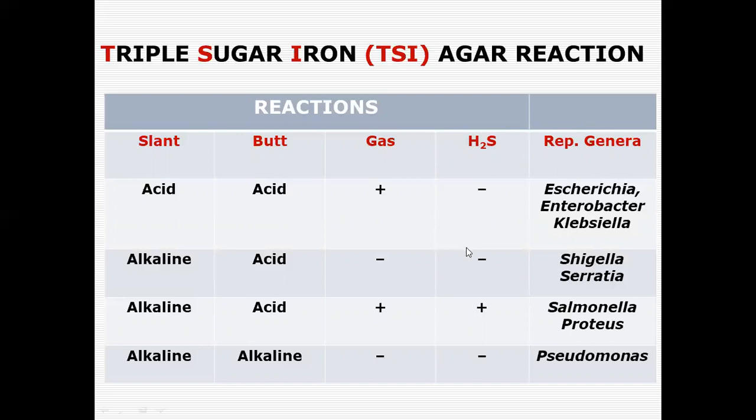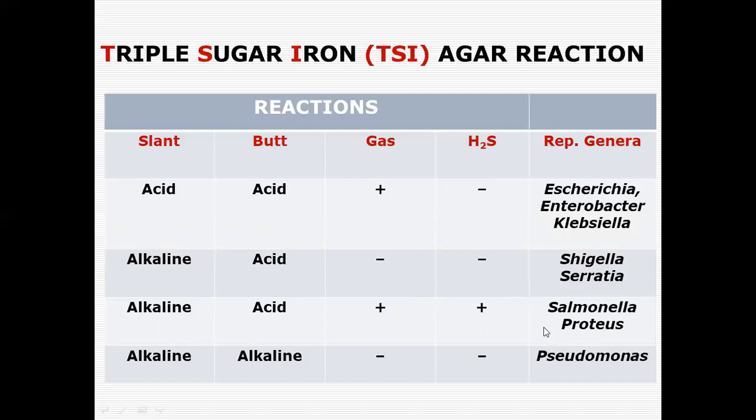Now, in case of Shigella and Serratia, no gas production, no H2S production, alkaline slant and acidic butt. Alkaline slant means that the slant would be pink in color and the butt would be yellow in color. There will be no gas, there will be no H2S, so we can suspect Shigella.